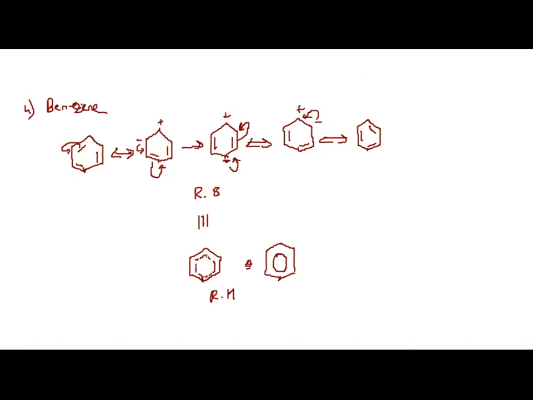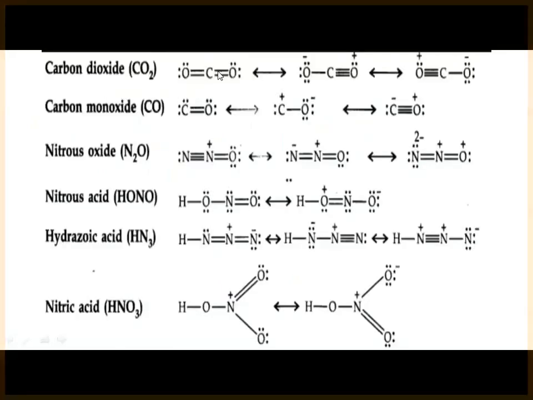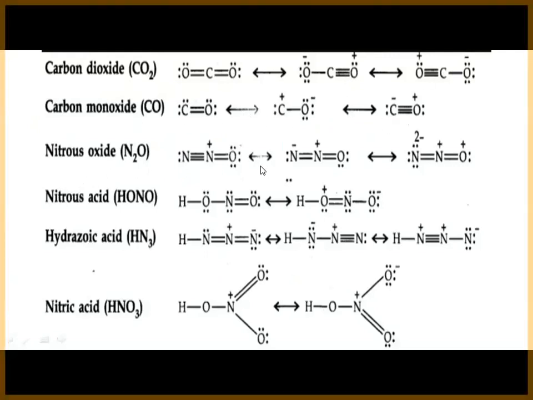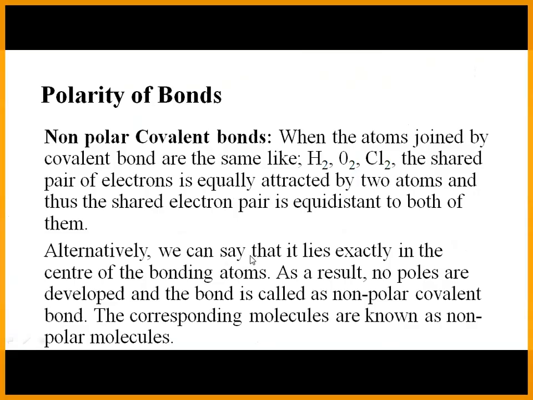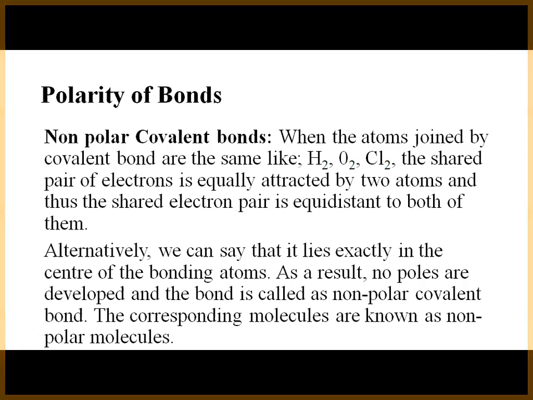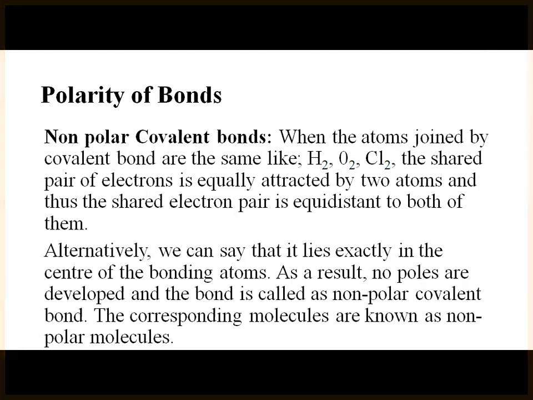So this is about a few examples of resonance structures. You can see carbon dioxide, we can write it like this. Carbon monoxide can be written like this. Nitrous oxide, resonance structures. Nitrous acid, HNO2, resonance structures. Hydrazoic acid, HN3, not NH3. NH3 is ammonia; it doesn't have resonance structures. Nitric acid, HNO3, can be written with resonance structures. So this is all about resonance, resonance structures and resonance hybrid.